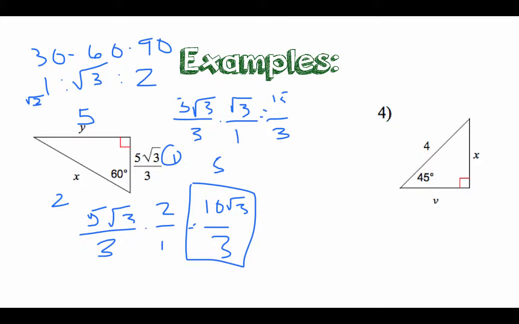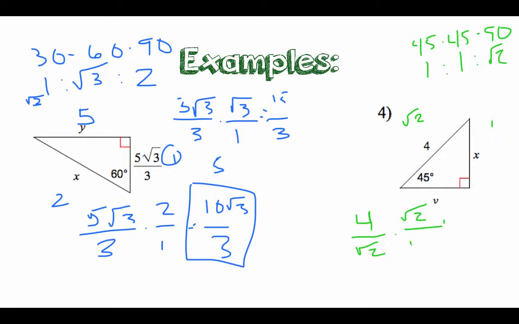Now looking at this other side, I know this is a 45, 45, 90, right? And I know that this is my square root of 2 side, and these ratios are 1s. Because of that, I'm going to go from the hypotenuse to the leg here by dividing by the square root of 2. And I can't really do that. That's not the simplest form.